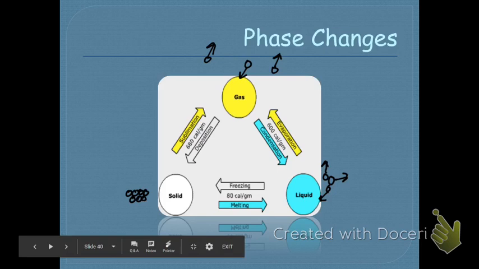So then these arrows in between, for example, if I went from a liquid to a gas, that's evaporation. But if you reversed it, if you want a gas back to a liquid, that's condensation. Solid to a liquid would be melting, liquid back to a solid is freezing. And then the ones that maybe you haven't heard as much, solid to a gas is called sublimation.